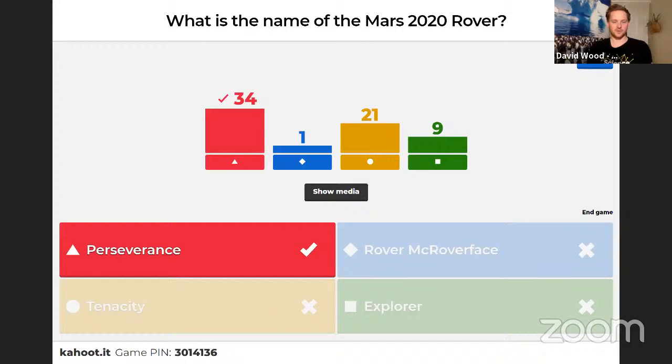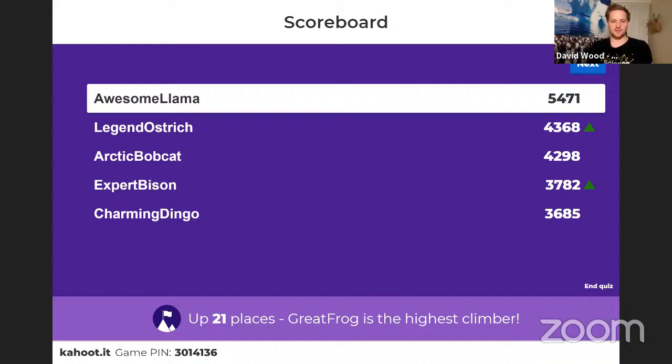Well done, you've been paying attention. It was Perseverance. They're all very similar names. Well done, Awesome Llama has still got quite a lead.